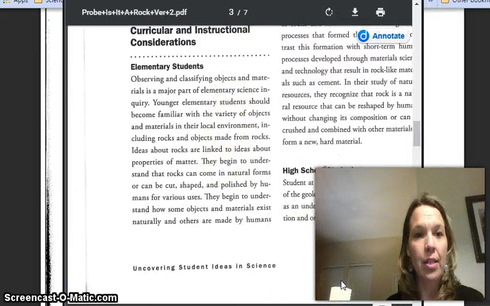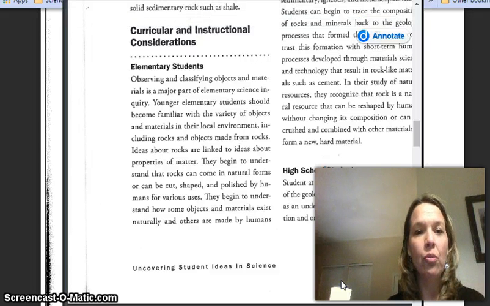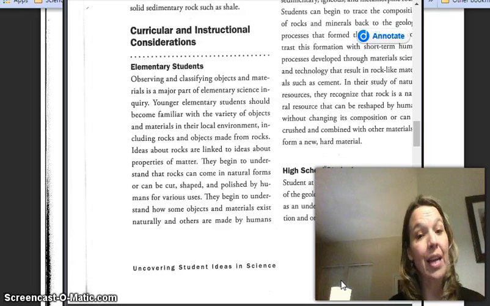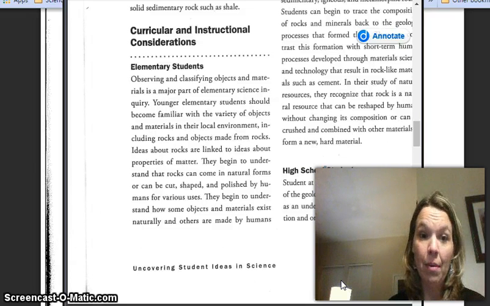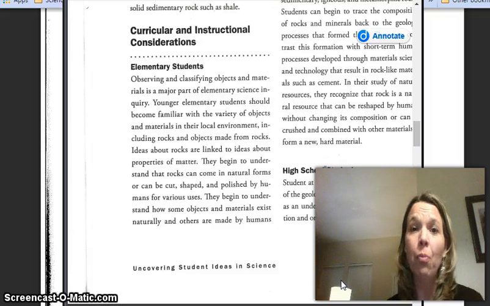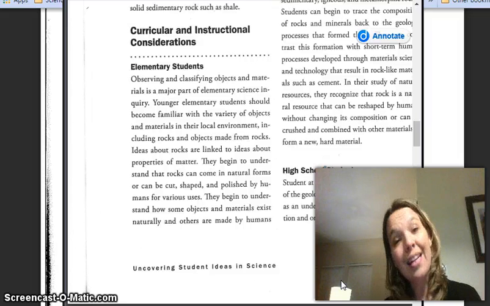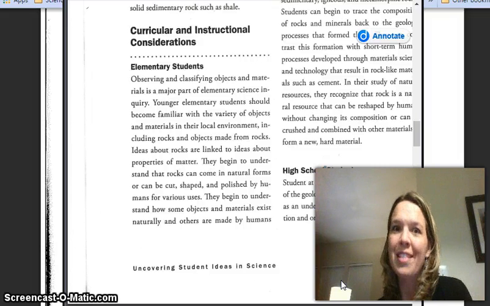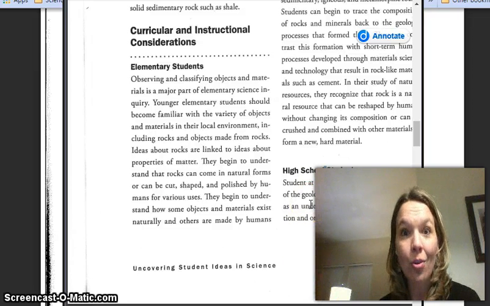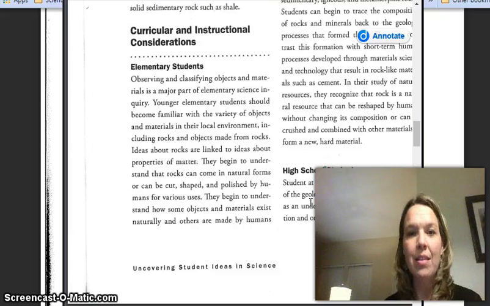For elementary students, we know that they are able to observe and classify objects. They begin to understand that rocks come in natural forms and can be cut, shaped, and polished by humans. So sometimes the human interaction tends to confuse kids with rocks, and it's important to make a point with them that at times we do polish them, but they are still considered rocks, even with the interaction. They begin to understand how some objects and materials exist naturally and others are made by humans, such as the concrete. So combining a bunch of different substances together.